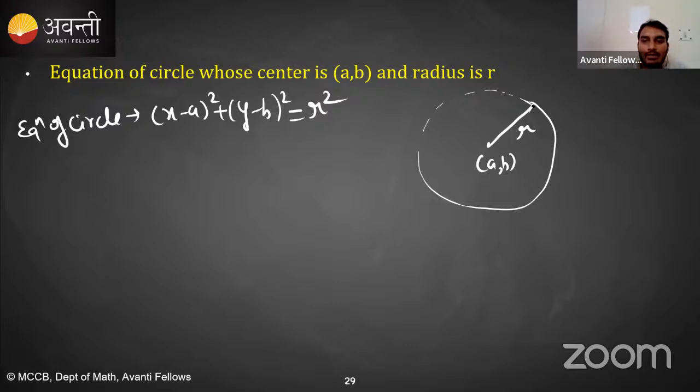Okay. Let's say this is any point P which is x comma y, right? Distance of PC should be r. That's all. Is this clear?